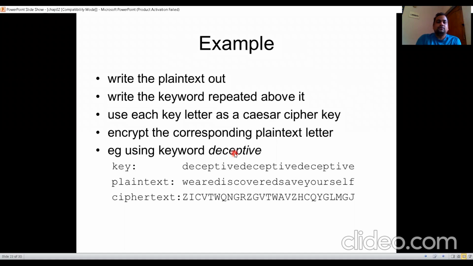Now, an example of the Vigenère cipher is like this. Let my key equal descriptive. The plain text is equal to this one is my plain text: query discover, save yourself.